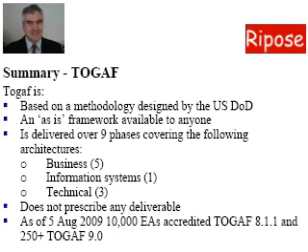Thirdly, TOGAF is delivered over 9 phases covering the following architectures: business 5, information systems 1 and technical 3. Fourthly, TOGAF has no prescribed deliverables, and fifthly, as at 5th of August 2009, there are 10,000 plus certified EAs in TOGAF 8.1.1 and 250 plus EAs in TOGAF 9.0 worldwide.